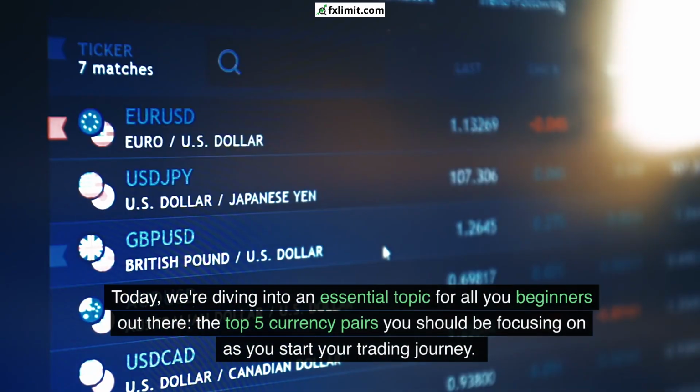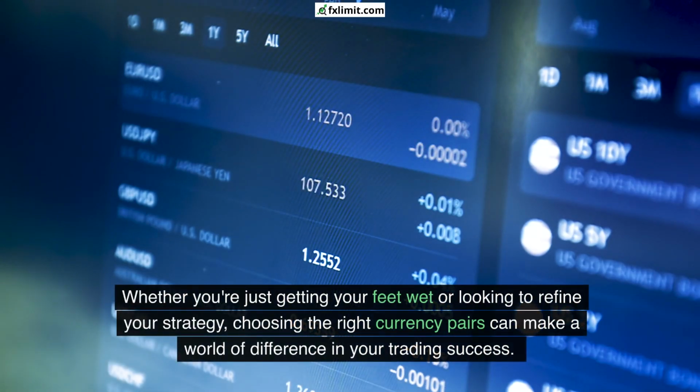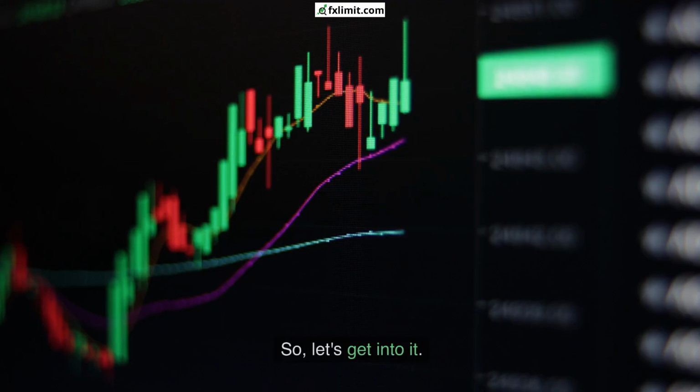Today, we're diving into an essential topic for all you beginners out there. The top 5 currency pairs you should be focusing on as you start your trading journey. Whether you're just getting your feet wet or looking to refine your strategy, choosing the right currency pairs can make a world of difference in your trading success. So let's get into it.